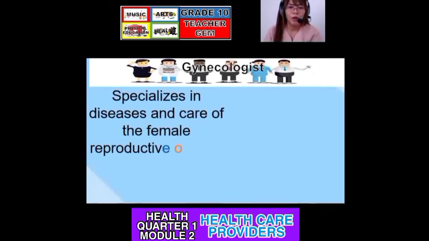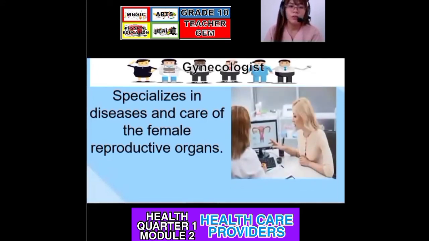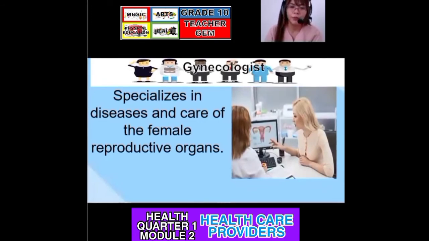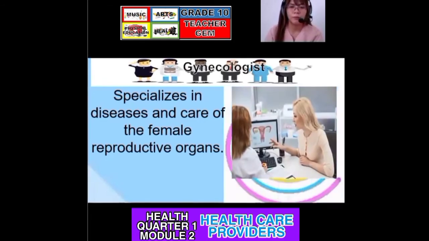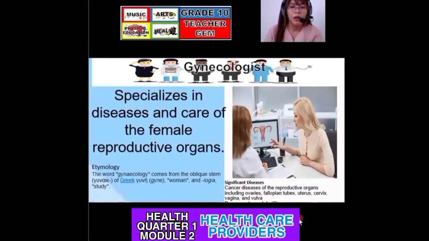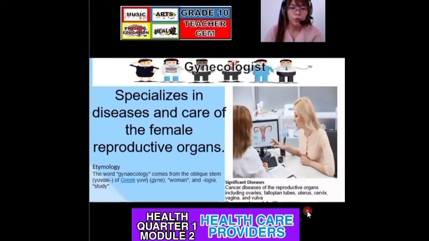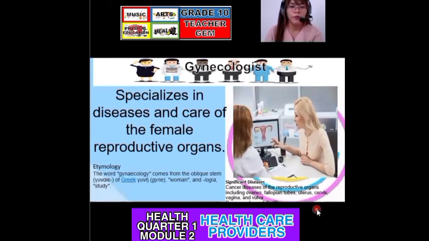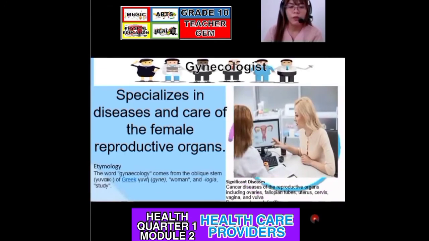Next, we have gynecologist. A gynecologist specializes in the diseases and care of the female reproductive organs. What are the significant diseases? Cancer of the reproductive organs, including ovaries, fallopian tubes, uterus, cervix, vagina, and vulva. So, this refers to the woman's or female reproductive system.